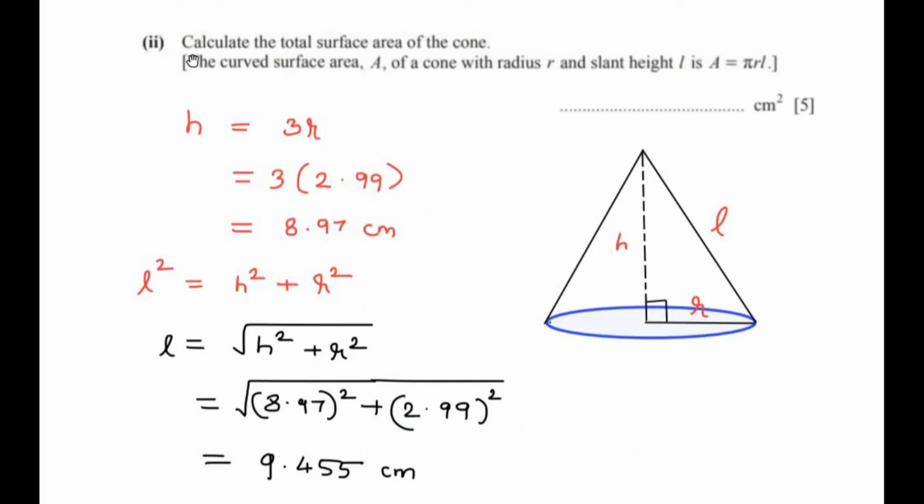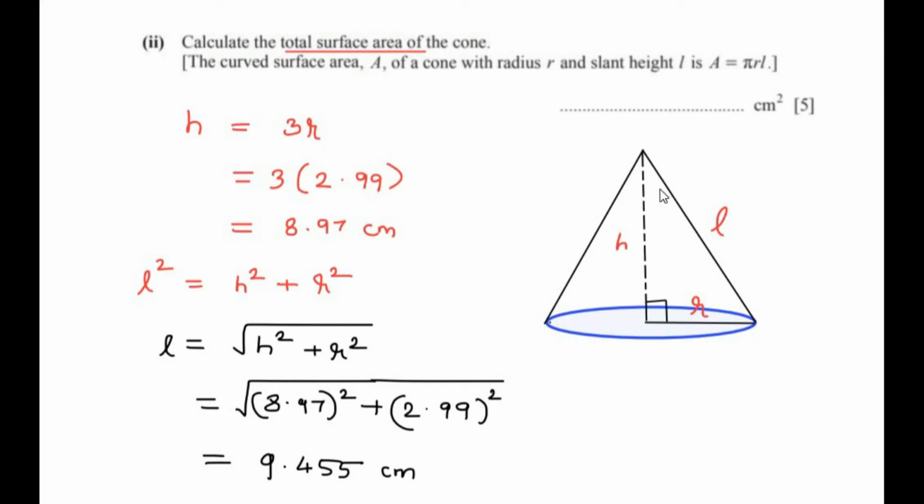Now the second part of this question is to calculate the total surface area of the cone, and the curved surface area of the cone is given by the formula A is equal to pi r L. Now r represents the radius and L represents the slant height. We do not have the value of slant height, so we need to find it. For that we are going to make use of the data given in the previous part of this question. That is, height we had got as equal to 3 times the radius, and radius value we had got as 2.99. So 3 times 2.99 gives us 8.97 centimeters. That is the perpendicular height of this cone. Now this is the base radius which has its value as 2.99, and this is the slant height.